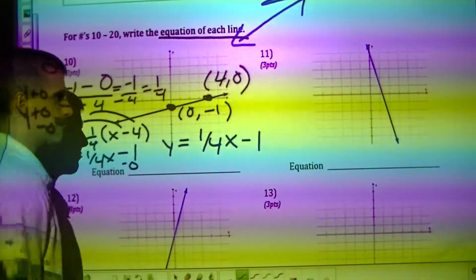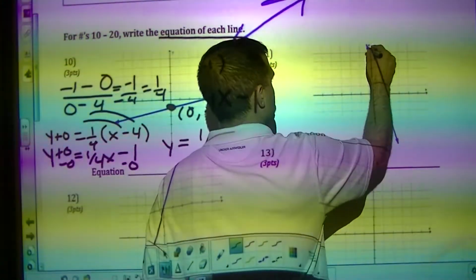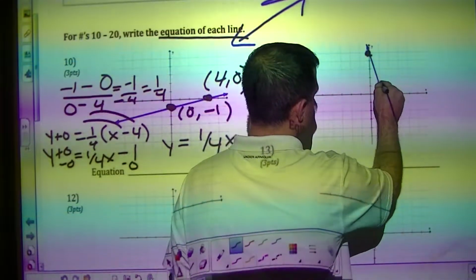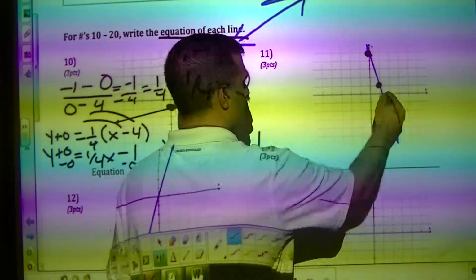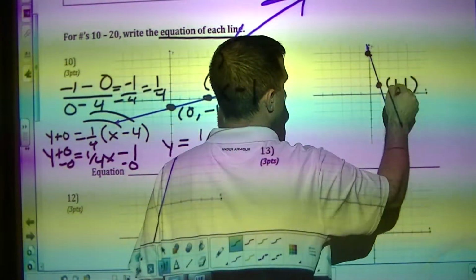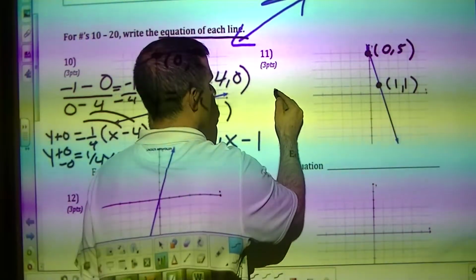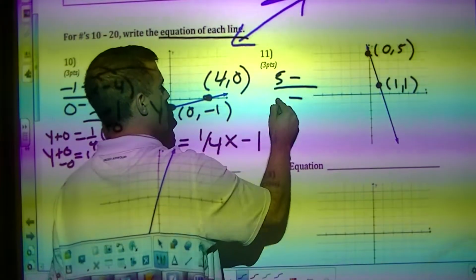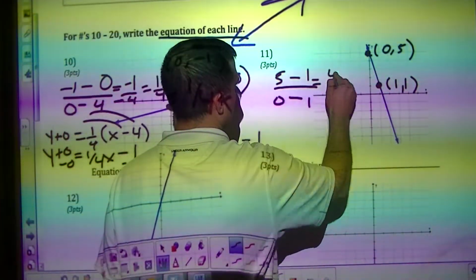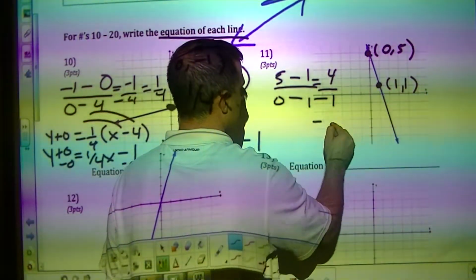This problem here, I'm going to select this point. I'm going to go ahead and select that point too as well. So this is 1, 1. This is 0, 1, 2, 3, 4, 5. Okay, so 5 and 0, 1 and 1. That's 4 over -1, which is -4.